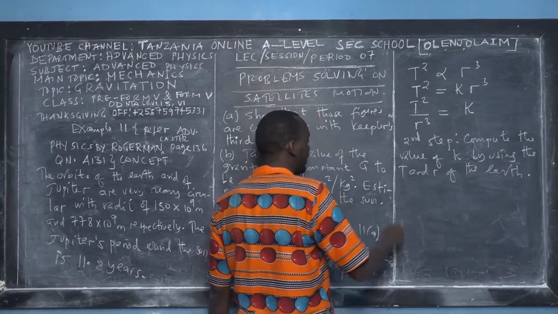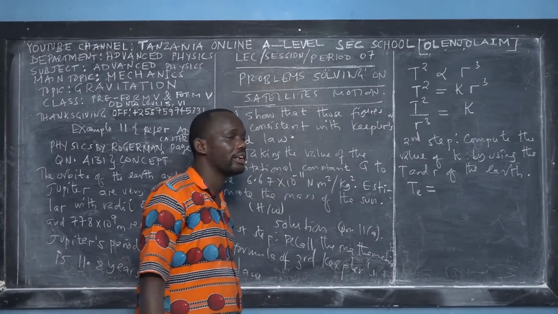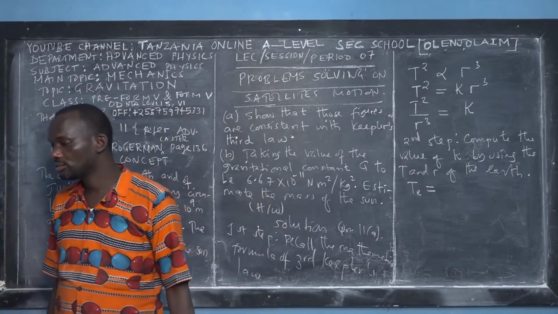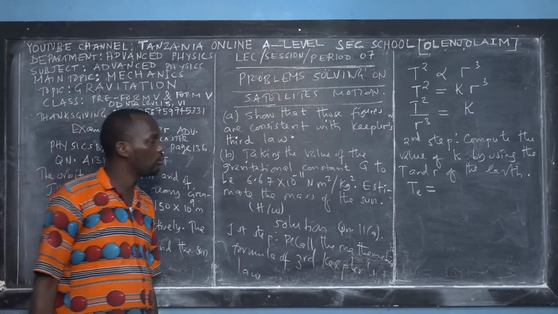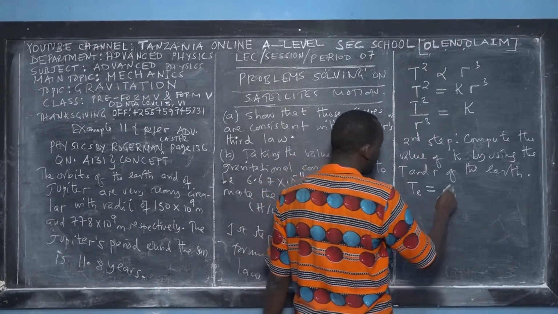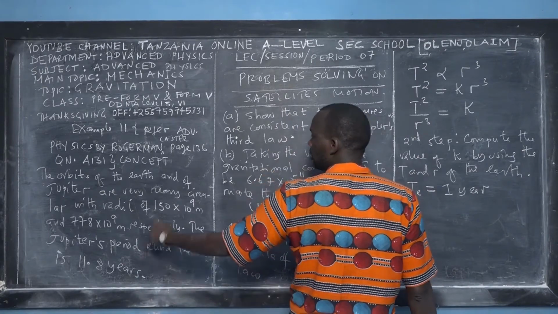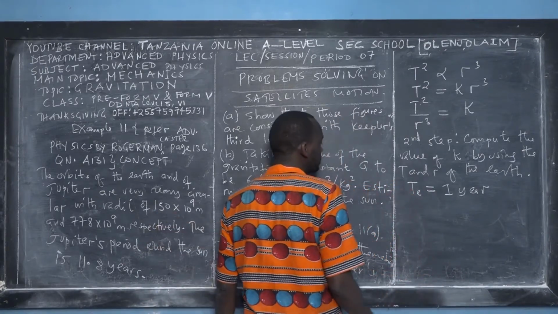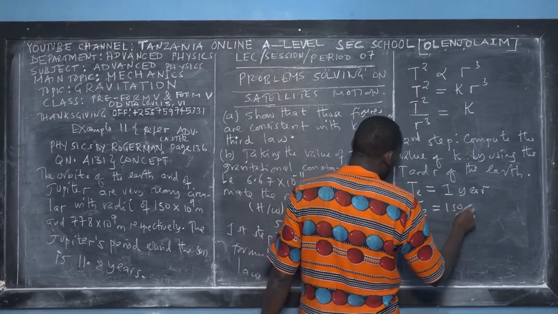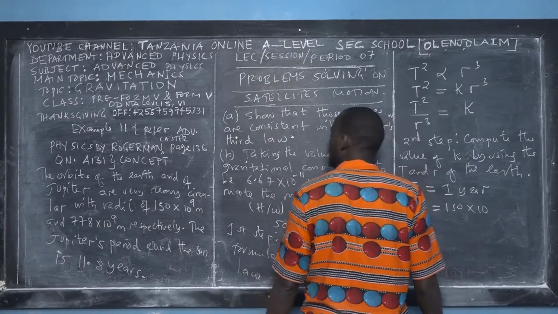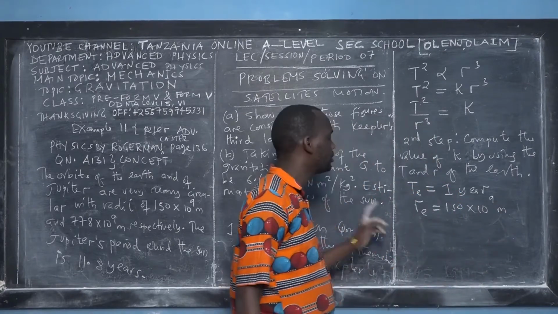So the period of the Earth: how long does the Earth take to complete one revolution around the Sun? It takes 1 year. Okay? And then the mean distance, or the radius of the Earth's orbit, has been given as 150 exponent 9 meter. This is the distance from the center of the Earth to the Sun.